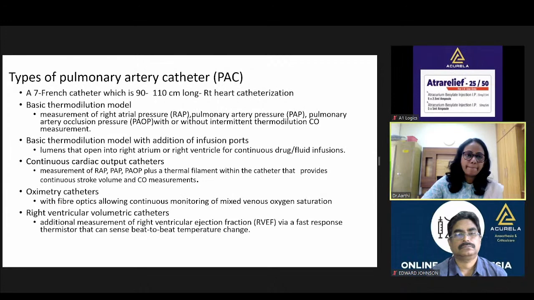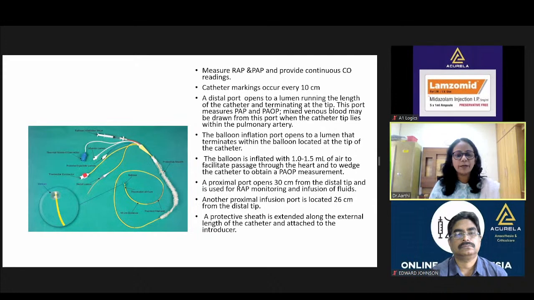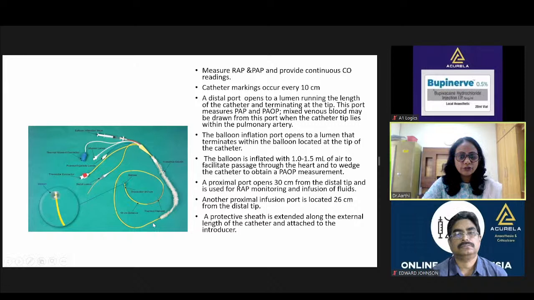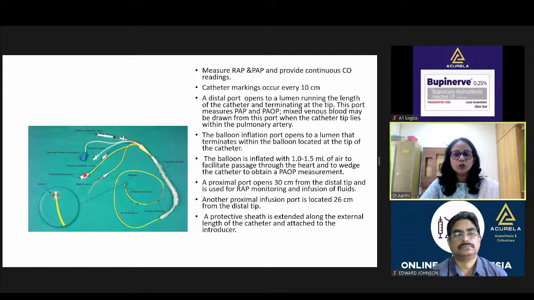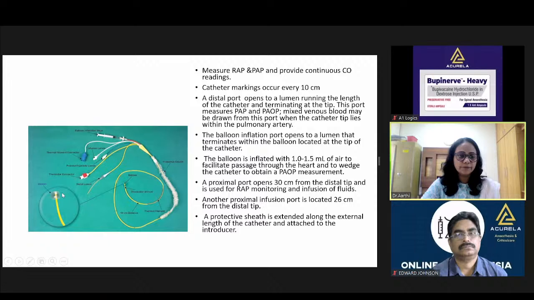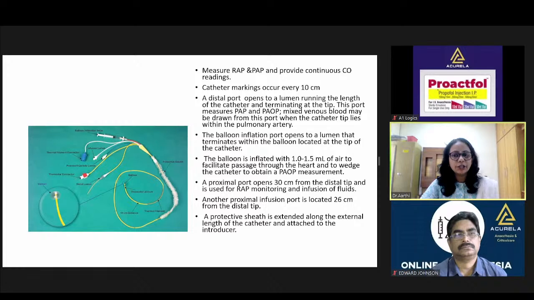So just to refresh the knowledge about the basics of pulmonary artery catheters, it is 110 centimeters long. The catheter markings occur every 10 centimeters, so that the length of the catheter is identified easily. There is a distal port which opens to a lumen running the length of the catheter, terminating at the tip. This port measures the pulmonary artery pressures or pulmonary artery occlusion pressure, and it is utilized to sample mixed venous blood.